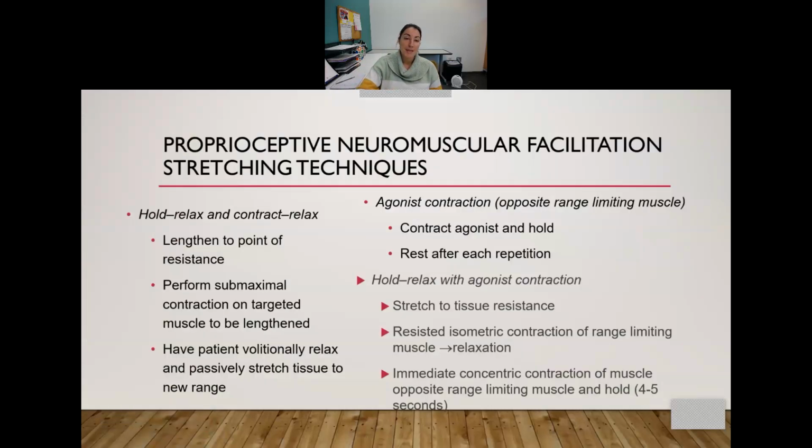All right, so PNF, proprioceptive neuromuscular facilitation. I say this every time I teach it because I really believe it.